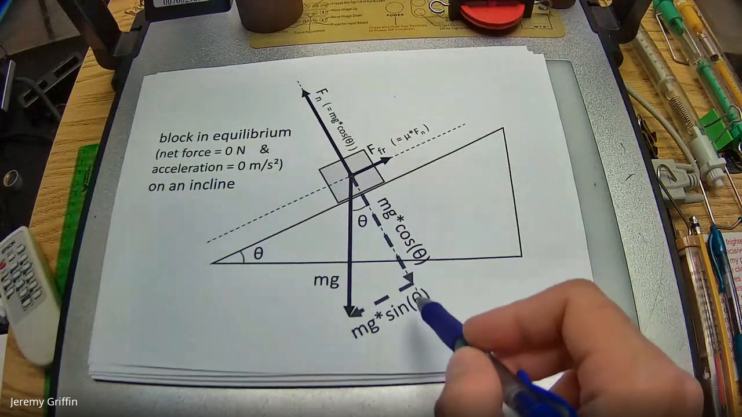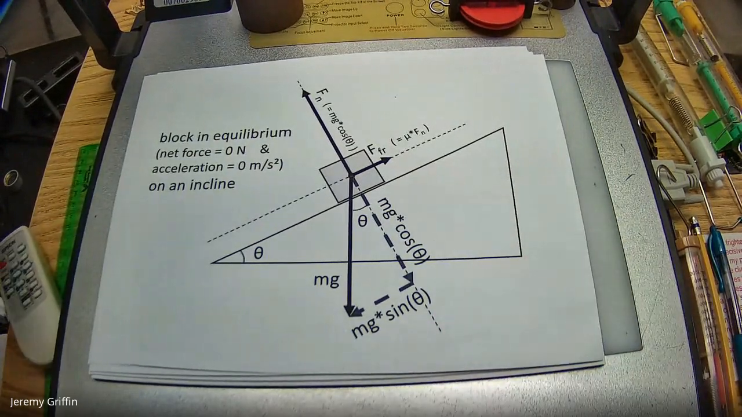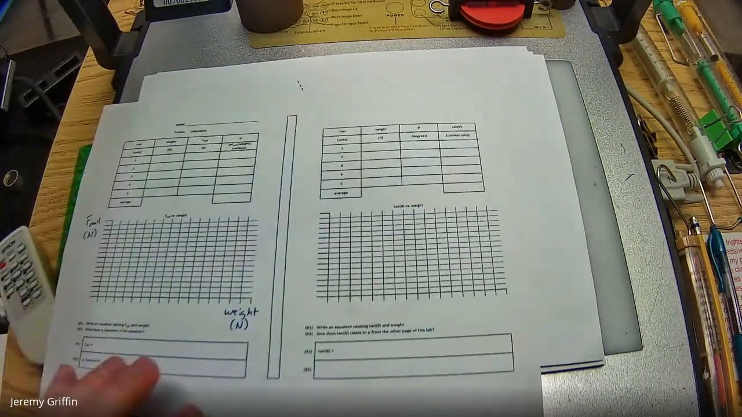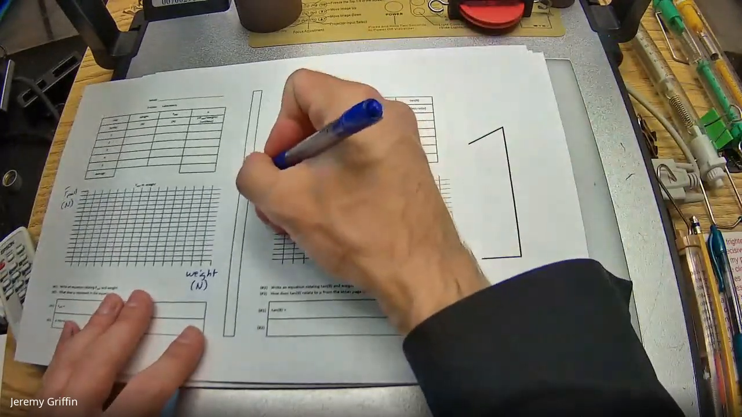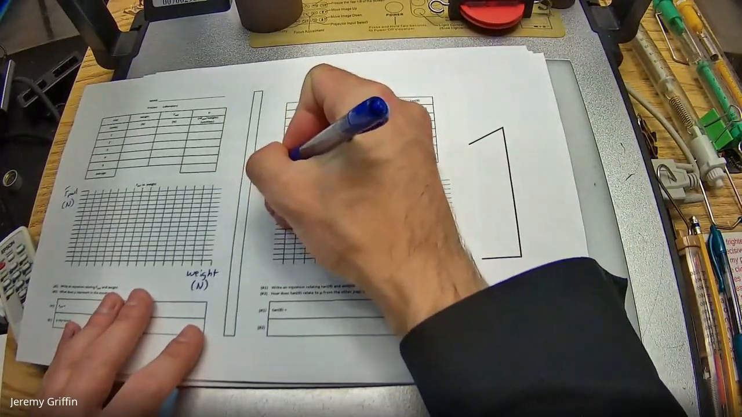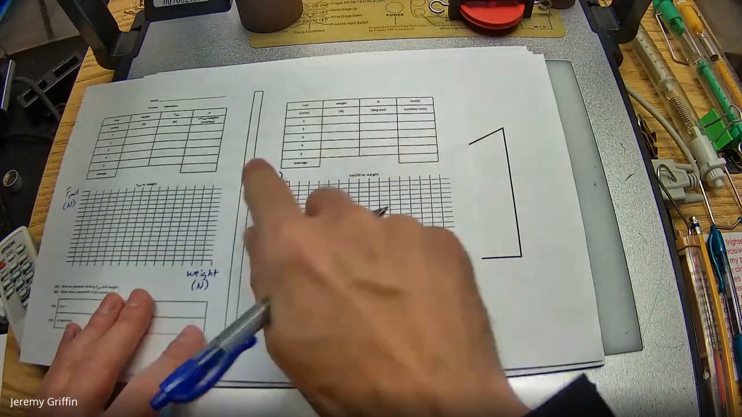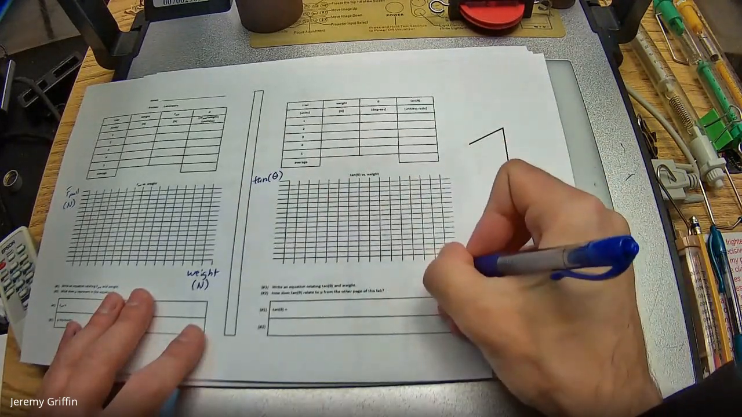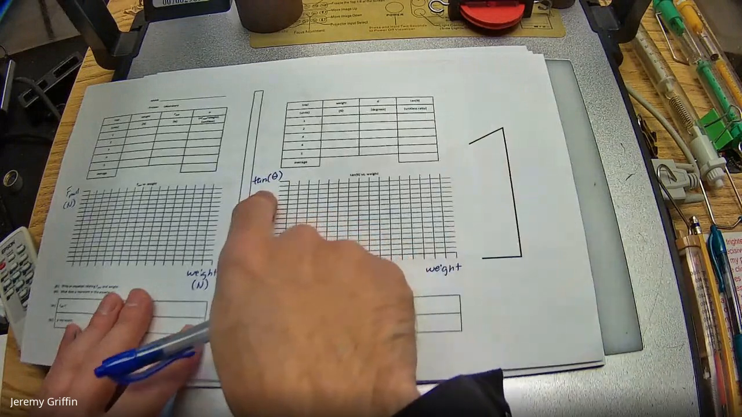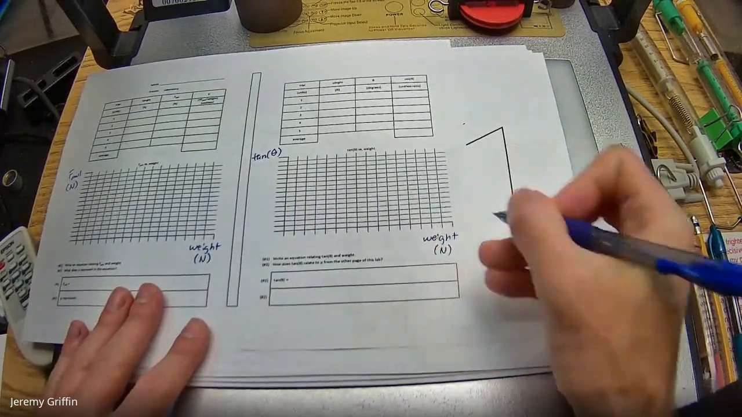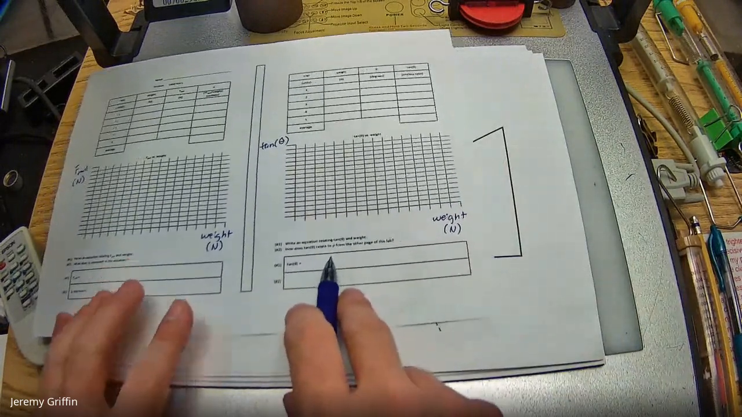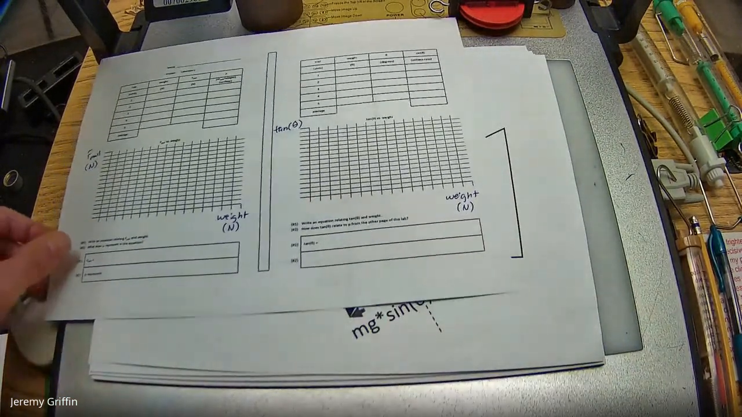But again, this free body diagram might help you out. I see a sine theta. I see a cosine theta. What the heck is with tan theta? Bet you guys might figure that out. Then graph tan theta versus weight. So tan theta goes on this axis. What's the unit for tan theta? Yeah, unitless. And then weight is in newtons, just like before. Then a couple of questions at the bottom.